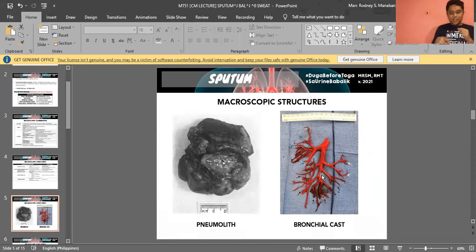Usually the patient will cough it up. It's usually seen again in pneumonia. And I'm not sure about the material, but basically these are calcified structures in your bronchial tree because of infection.